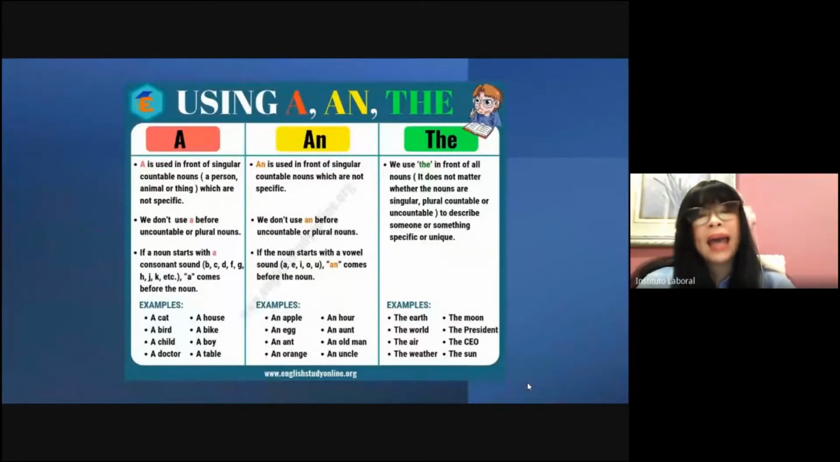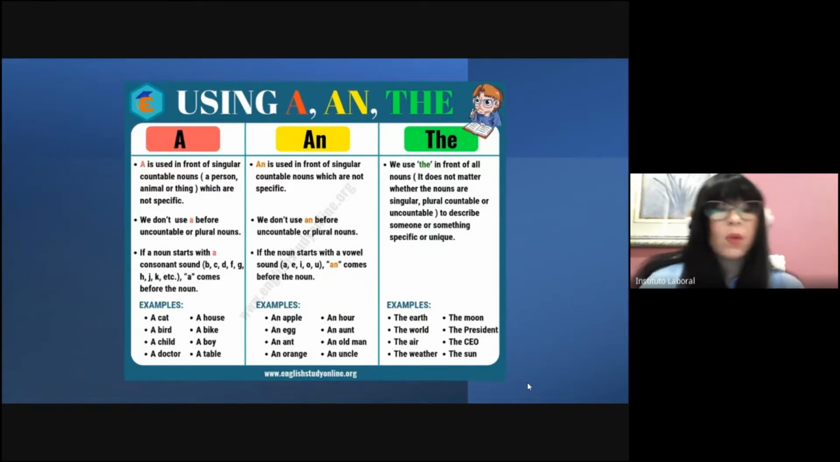Using a and the depends on the context in the sentence. A is used in front of a singular countable noun, a person, an animal, a thing, which are not specific. We don't use a before uncountable or plural nouns. Remember, a means uno, una in Spanish.